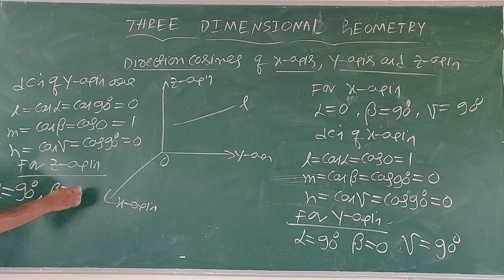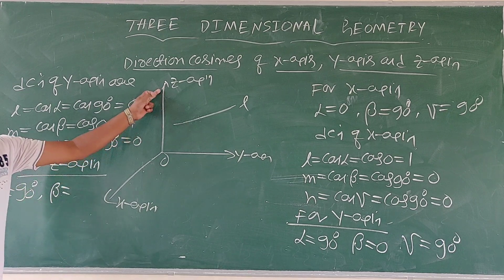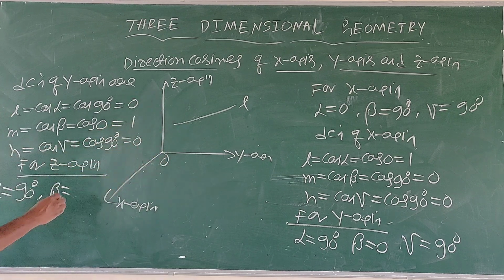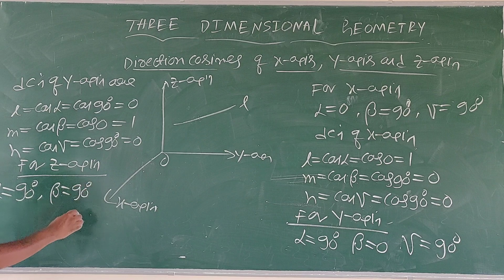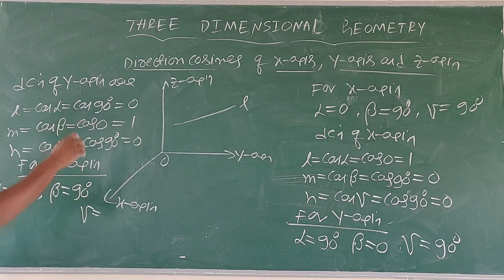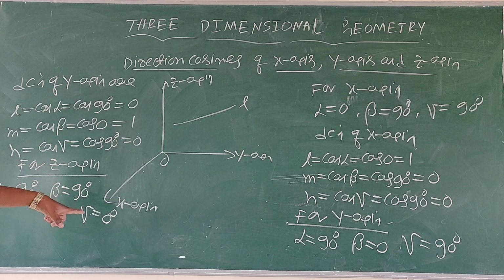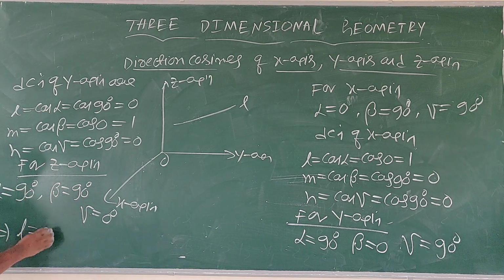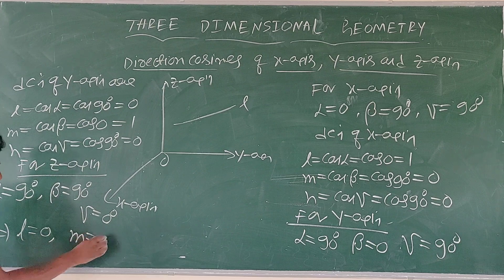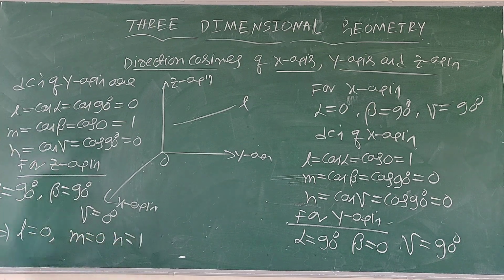In the beta line's place, you take the z-axis. The z-axis and y-axis are at 90 degrees, so gamma is 90, and the z-axis with itself is 0 degrees. So what are the DCs of the z-axis? 0 0 1, right? So that implies L equals 0, M equals 0, N equals 1.